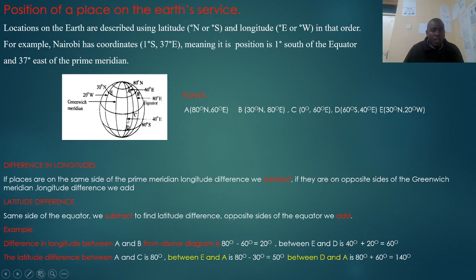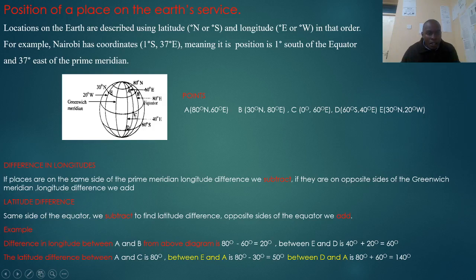Now, if you are given points to locate, the first thing you do is look at the points on the globe: point A, point B, point C, point D. If you are asked to locate them, first of all, you realize that this is our equator. So C lies on the equator, and the equator is 0 degrees.